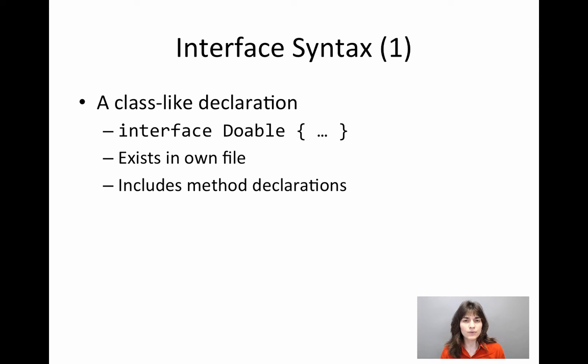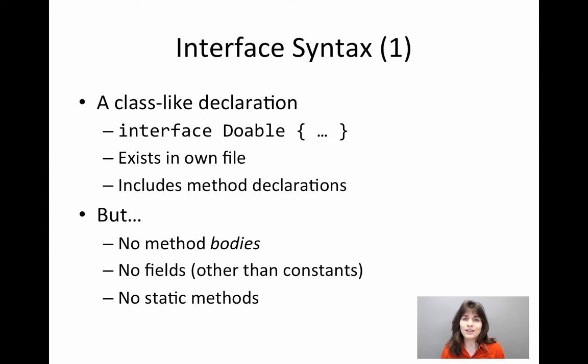Here are the differences to a class. The interface does not specify the implementation for the methods that it includes. There are method headers without bodies. There are no fields other than constants. Constants are the only kind of variable we can have inside an interface. And finally, we cannot have static methods inside an interface.